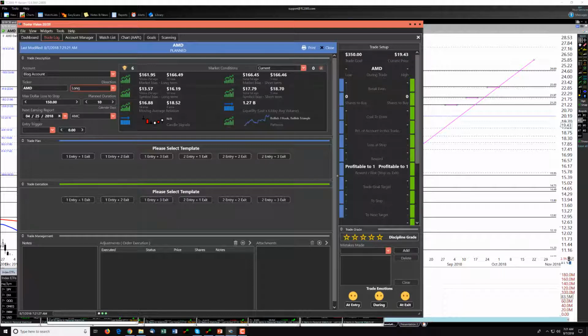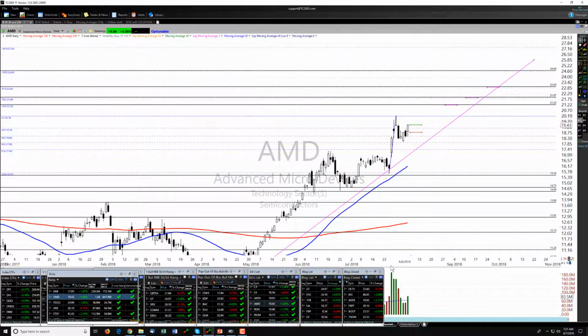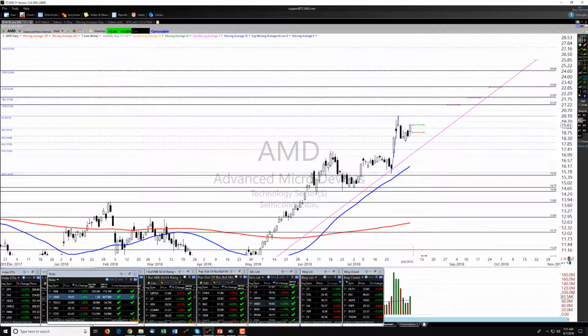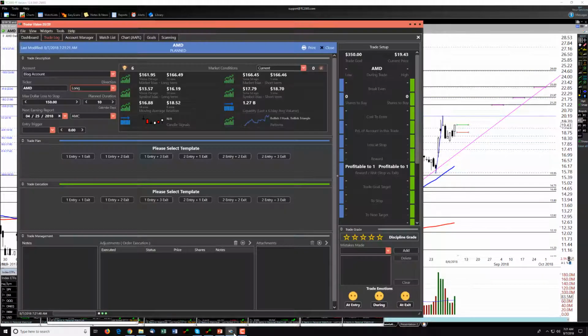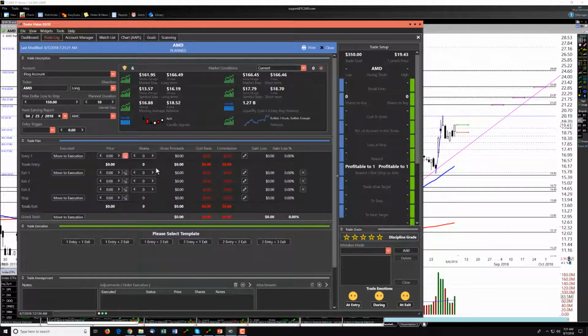AMD probably reported about 7/25, so we've got about 3 months. We've got a lot of bullish conditions in our favor, including the pattern, but no candle signals per se. Let's move this over where I can see what I'm looking at. Okay, so for this particular trade, I'm going to do one entry and 3 exits. Again, we've got 3 months to work with here.